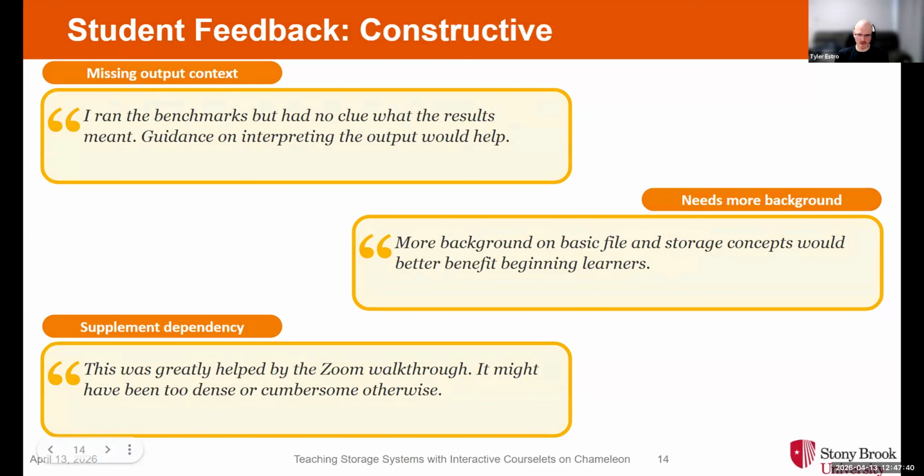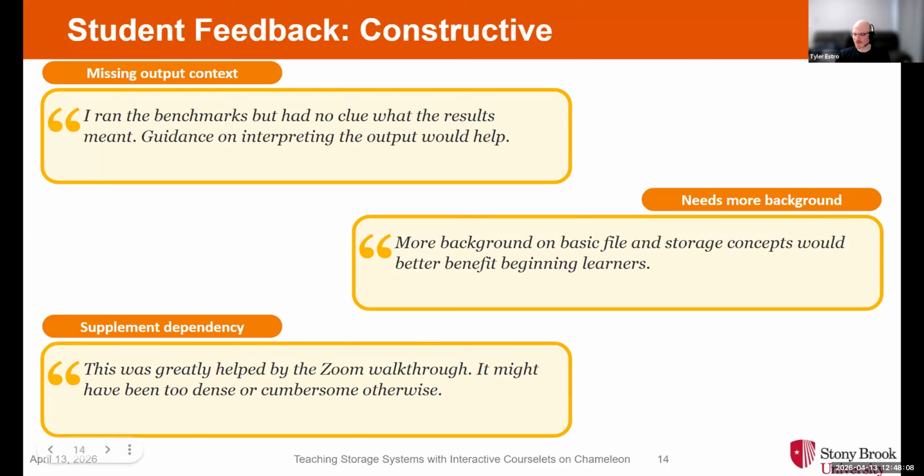We also received a lot of constructive criticism. The first was on interpreting output. Students would say they ran the benchmarks, they got a bunch of numbers, but they didn't fully understand what they were looking at. The fix for this is just to ensure that we have some kind of explanation of the output of any of the code cells, which you can see in how we ask the students to develop their courselets.